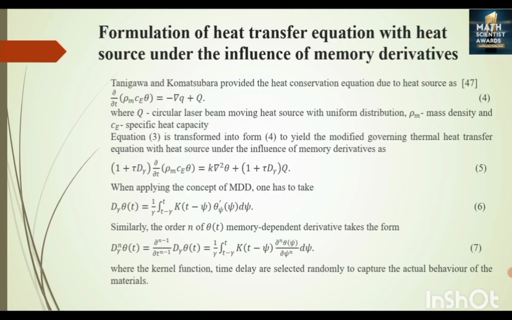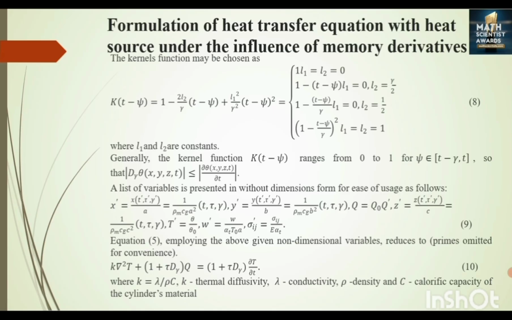Here d gamma delta theta denote the definition of first order memory dependent derivative in equation number 6. Similarly, the nth order memory dependent derivative is shown in equation number 7, where k(t minus psi) is the kernel function and gamma denotes the time delay, and they are selected randomly to capture the actual behavior of the material. Here equation number 8 shows the choice of kernel functions based on the values of constants L1 and L2. And in general, the kernel function k(t minus psi) ranges from 0 to 1, and the magnitude of the memory derivative is found to be less than the magnitude of the instant rate of change.